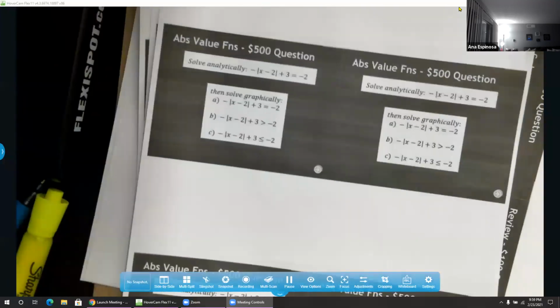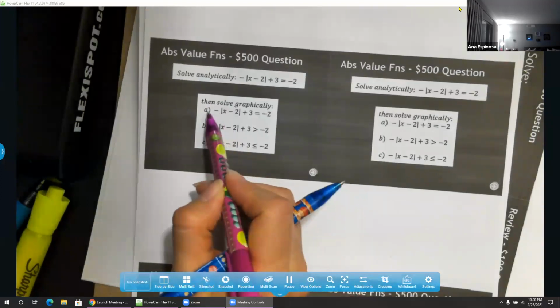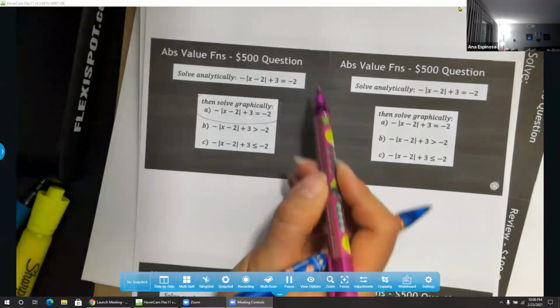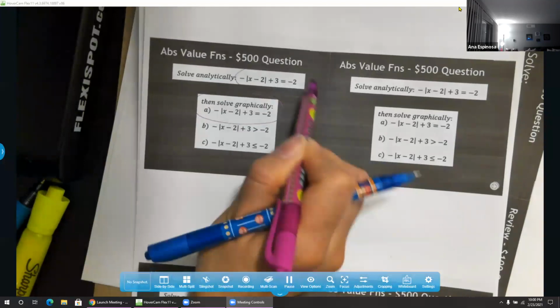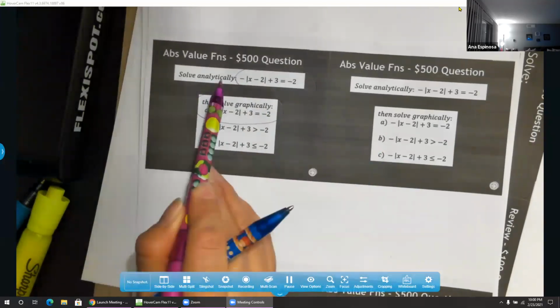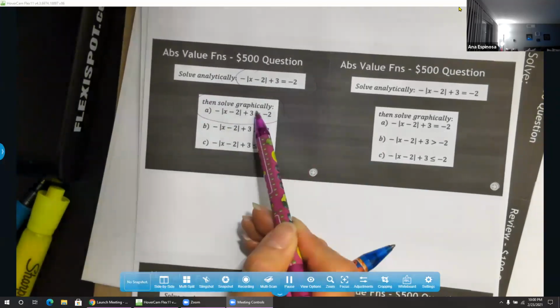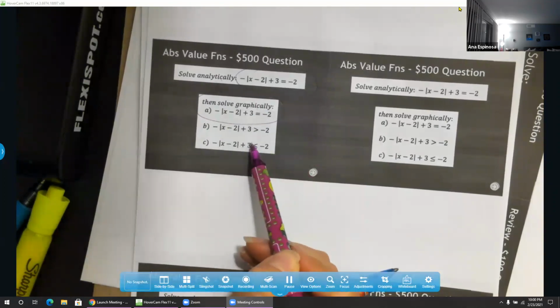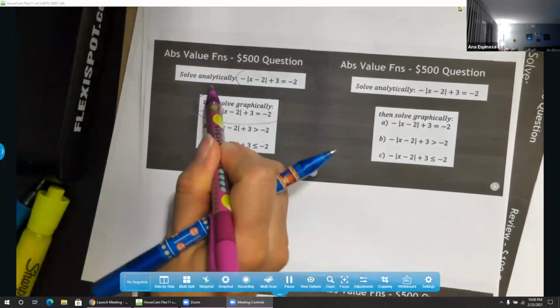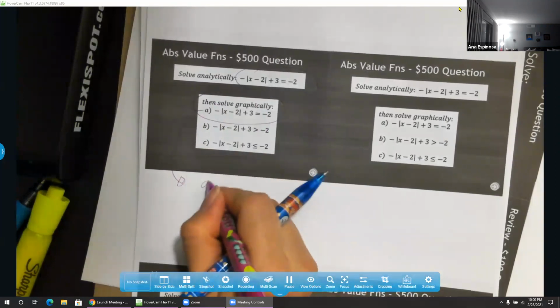All right, so for this one, you're going to take this equation. First, you're going to take this equation and solve it analytically. Notice how I put solve analytically. So you solve it by hand, and then these you solve by graphing. So I'll explain how that goes. This is the same thing as that. So I'm going to take this A, and I'm going to solve it.